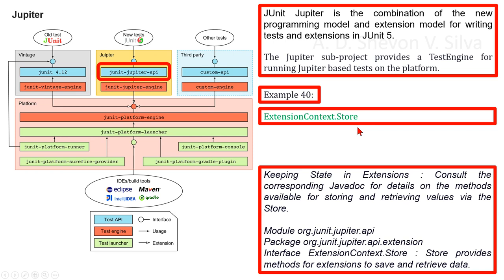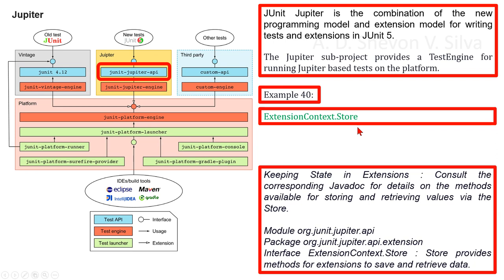It is important to remember that values stored in the extension context during test execution will not be available in the surrounding extension context. Since extension contexts may be nested, the scope of an inner context may also be limited. Consult the corresponding Javadoc for details on the methods available for storing and retrieving values via the Store.